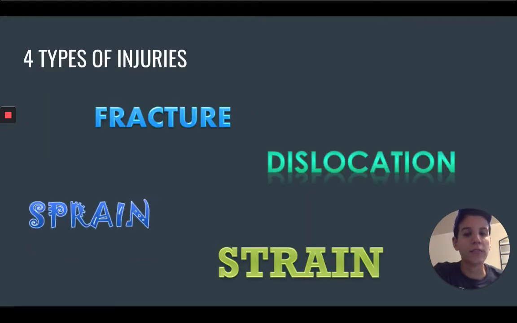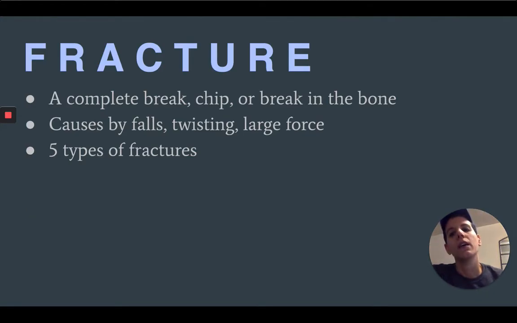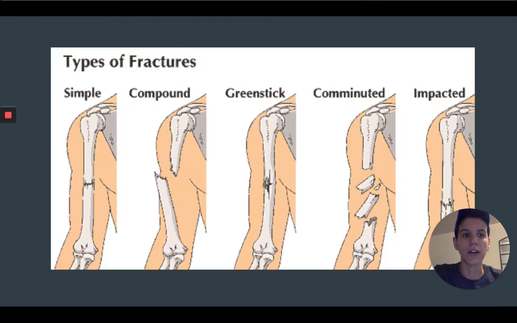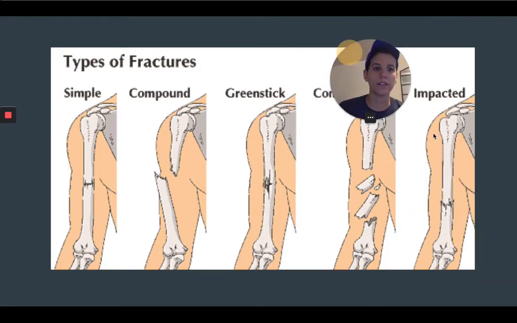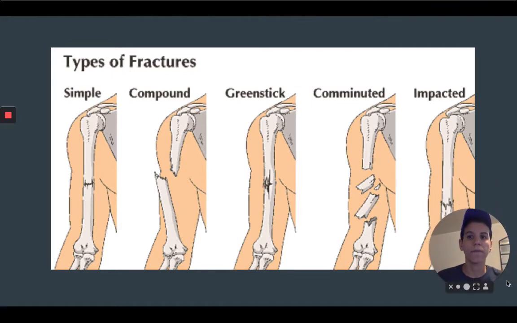There are four types of injuries: fracture, dislocation, sprain, or strain. Start with fracture. A fracture is a complete break, chip, or break in the bone, caused by a fall, twisting, or a large force on top. And there are five types of fractures, and here they are. I'll move this over so you can see them. These are pictures of the five types of fractures.